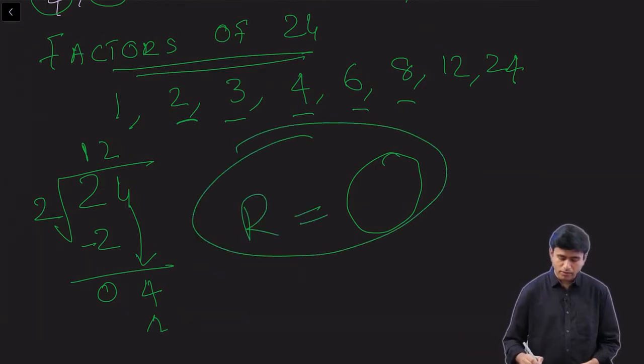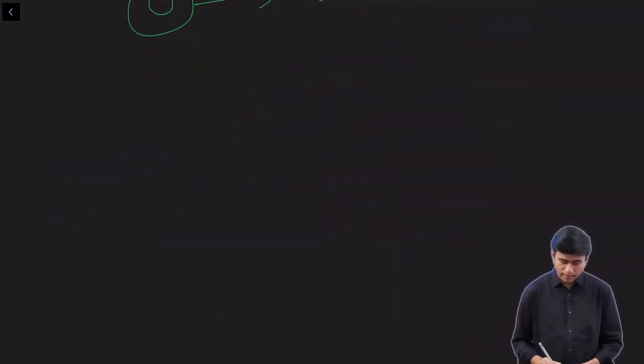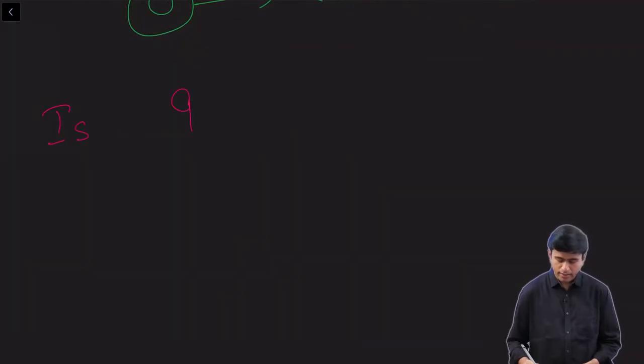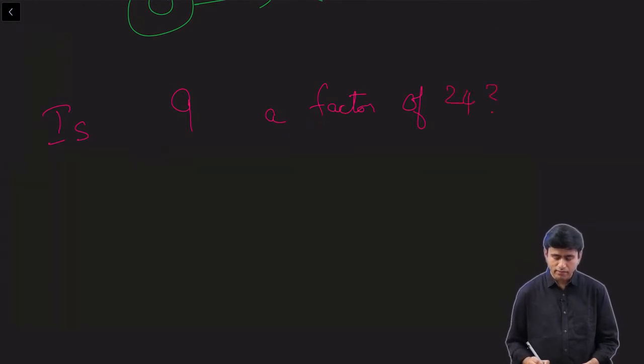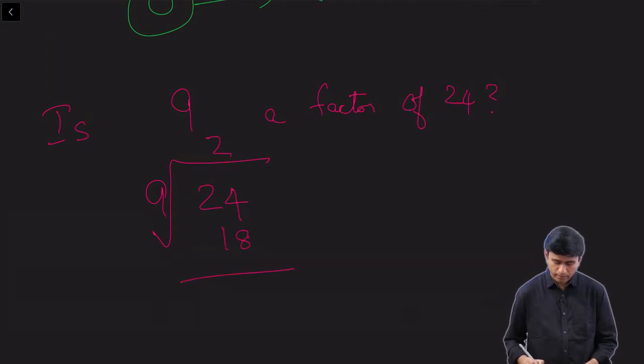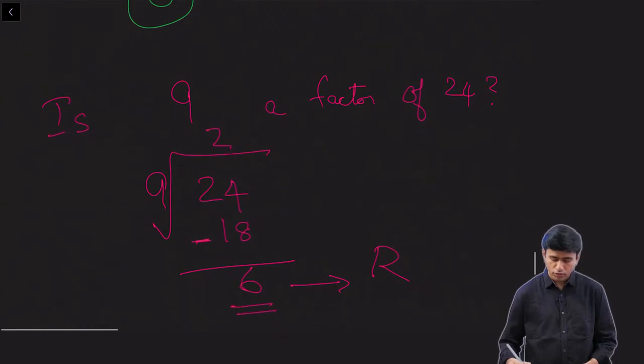Now let me ask you a question. Is 9 a factor of 24? How do we check? We just have to see if the remainder is 0 or not. So let's do that. Let's divide 24 by 9. 9 2s are 18. If you remove this, 24 minus 18 is 6. So you see the remainder is not 0. It is 6. So 9 is not a factor of 24.